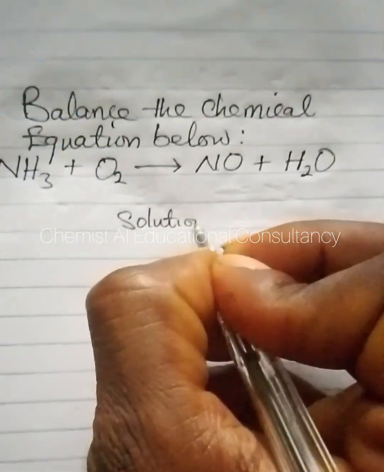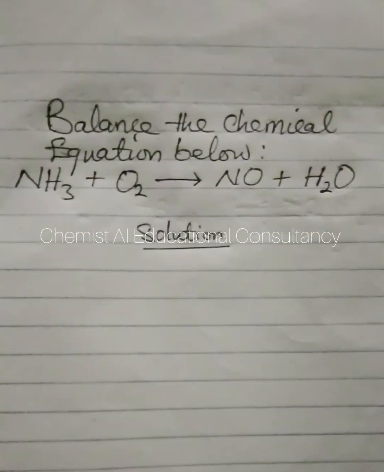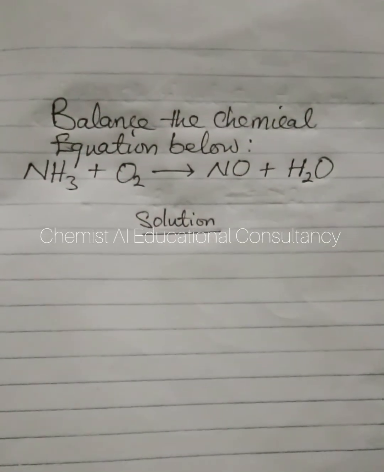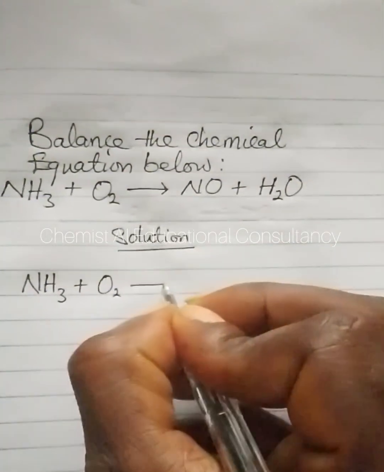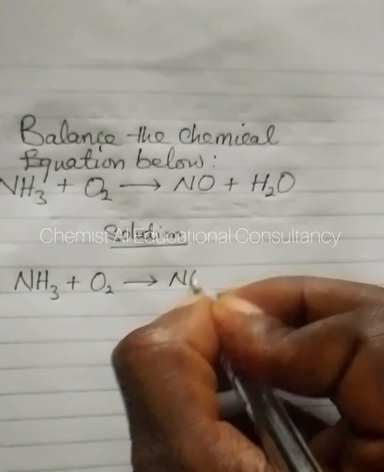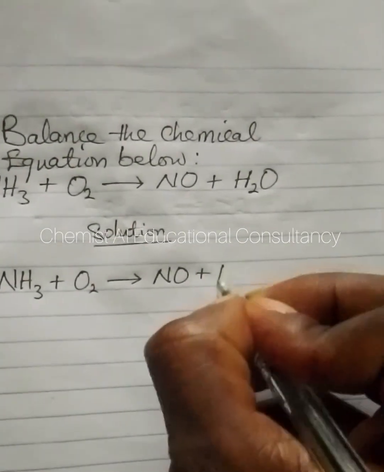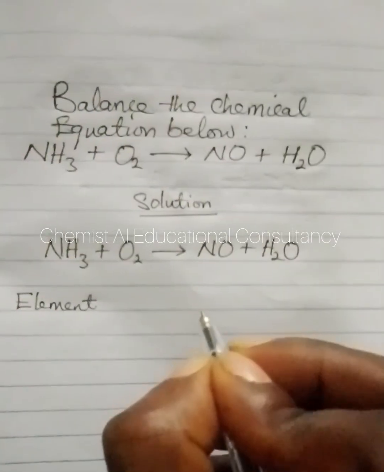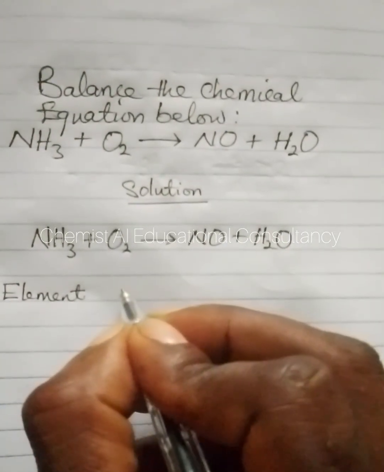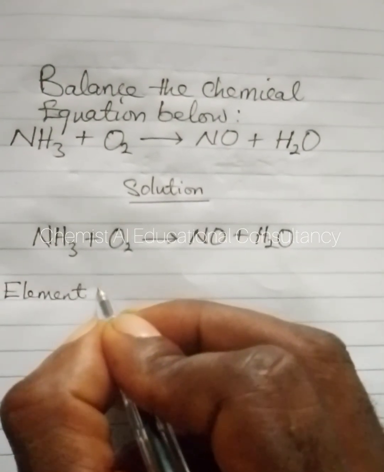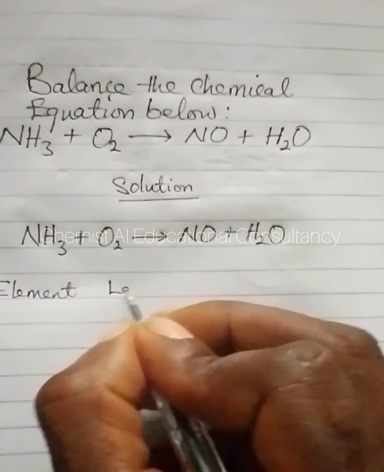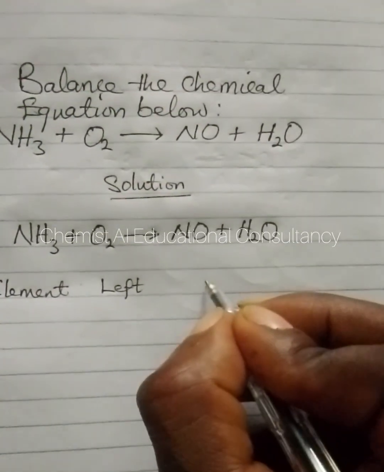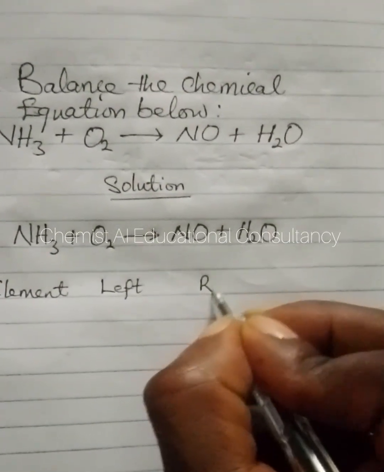Now, when you are given an equation to balance, the first thing you do is to rewrite the equation. So I rewrite the equation: ammonia reacting with oxygen to yield nitric oxide and water. Now, in the LCM method, we are going to list all the elements that participated in the reaction, then write their numbers at the left-hand side and at the right-hand side of the reaction.